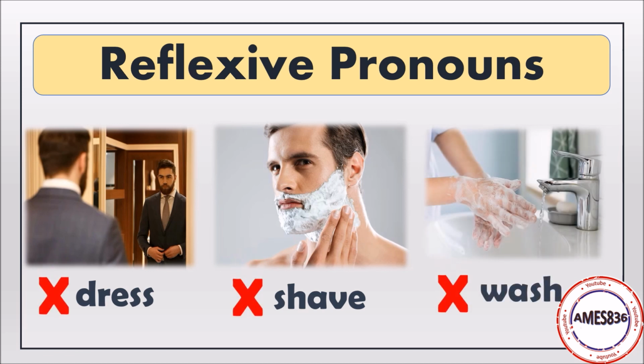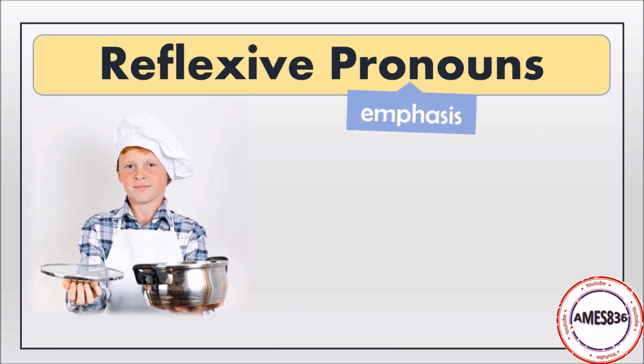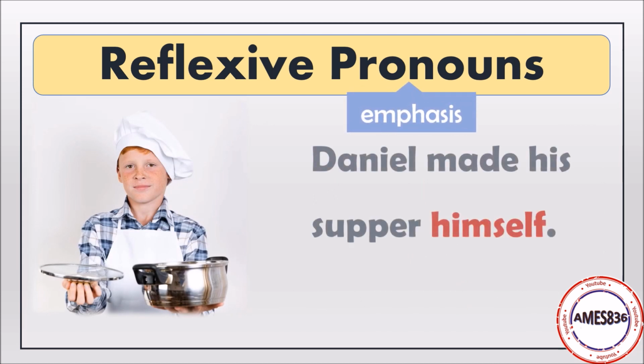Verbs like dress, shave, and wash, which describe actions that people do to themselves, do not usually take reflexive pronouns in English. With these verbs, reflexive pronouns are only used for emphasis. Daniel made his supper himself.